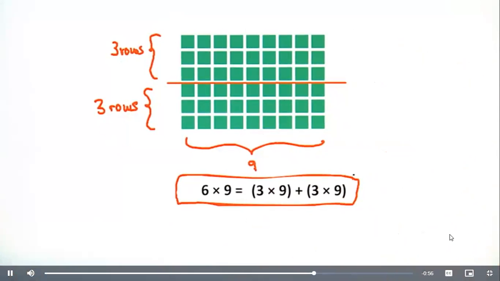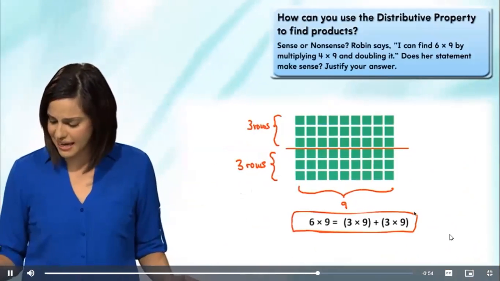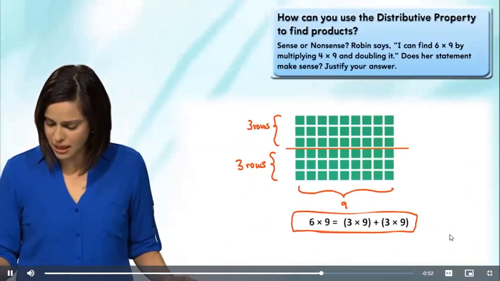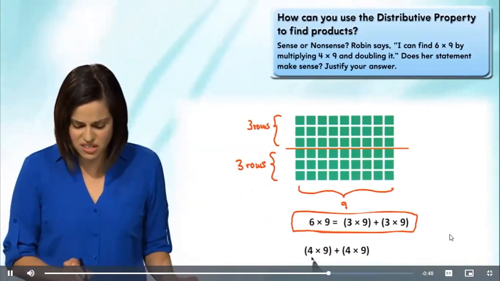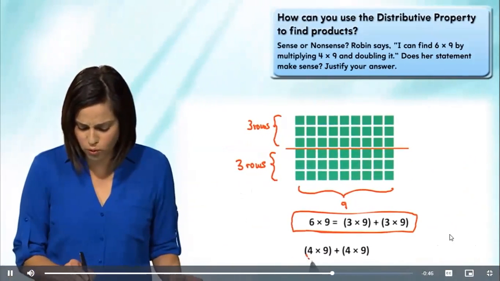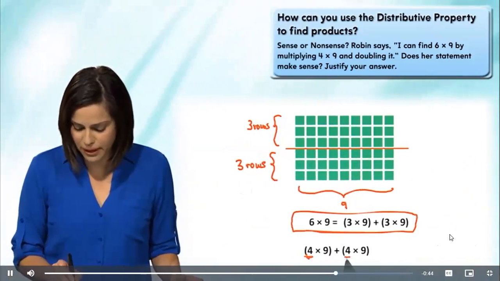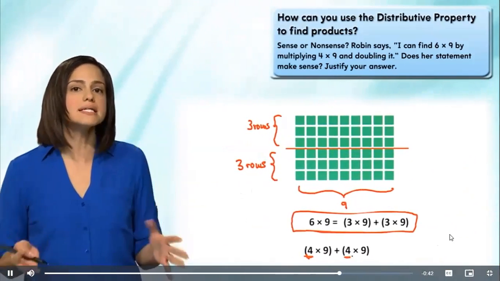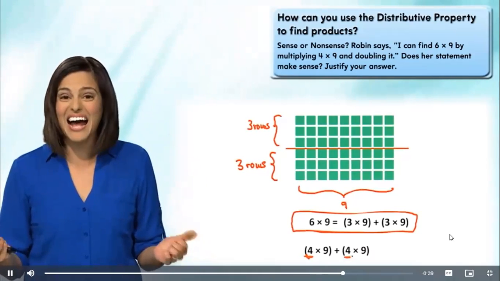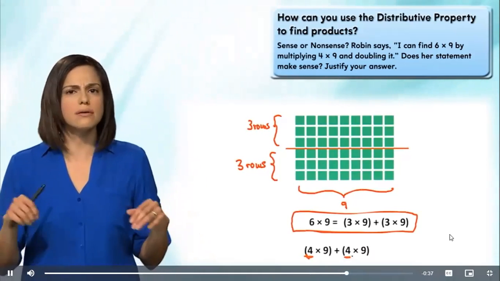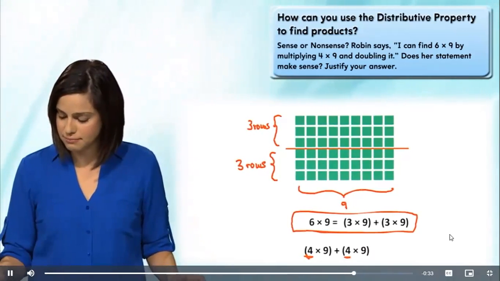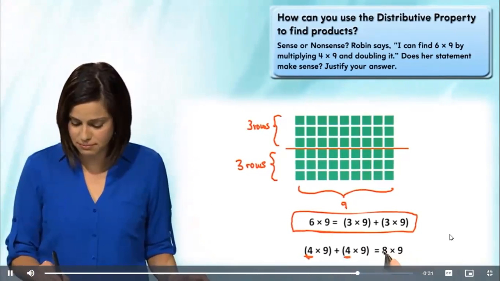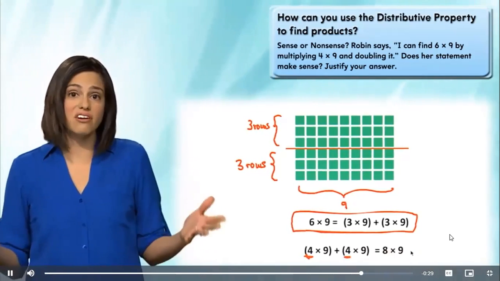Let's take a look at what Robin did. Well, Robin said that she can multiply 4 times 9 twice. Well, if this array has 4 rows and this array has 4 rows, that makes a bigger array that has 8 rows. So in actuality, Robin is multiplying 8 times 9. And there you have it.